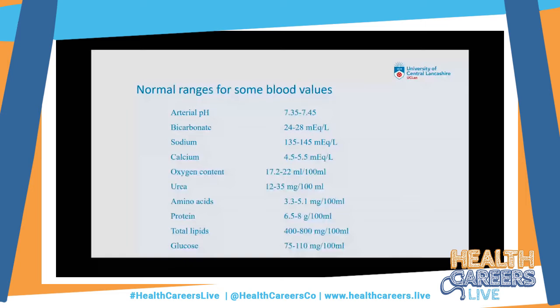A question I have for you guys, and again, feel free to post it in the chat. Is the reference range for people the same, or does it vary?